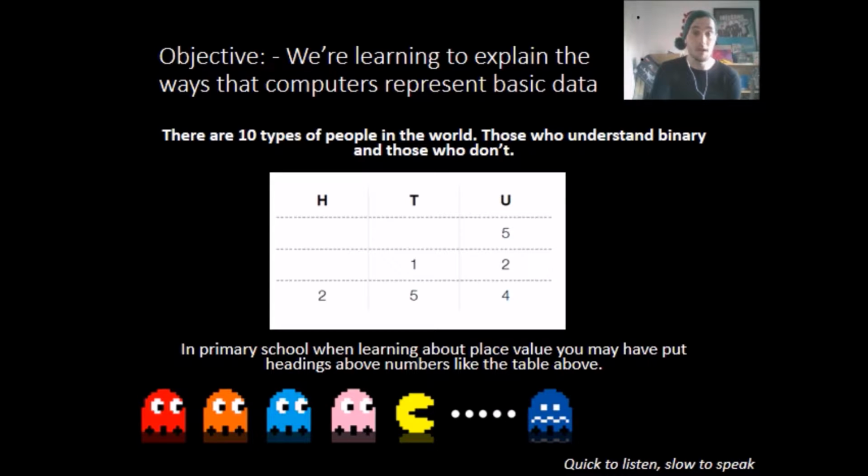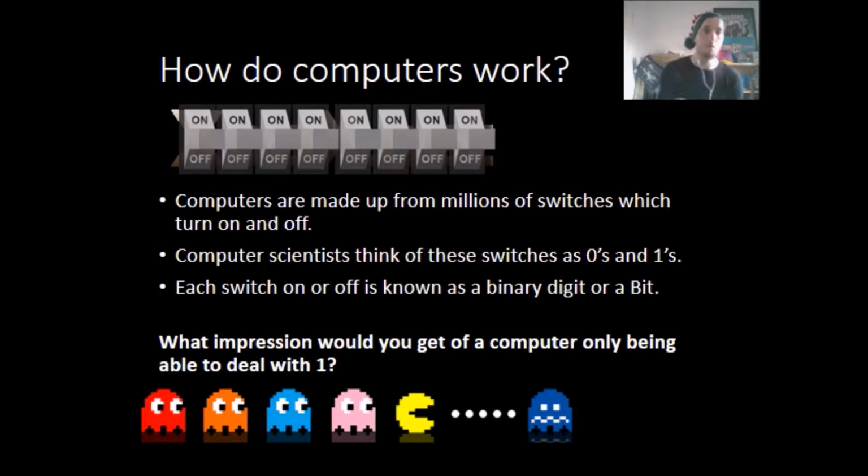Moving on to our next slide. The way that computers work is that they're made of millions of switches that turn on and off at such a speed that you can't see it happening. So I want you to think about these switches as zeros and ones. These are what we know as a binary digit, a 1 or a 0. Now, if you are asked in an exam what is meant by a bit, it's a binary digit. It's a switch within the computer represented by a 1 or a 0.